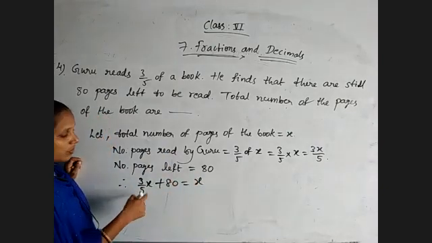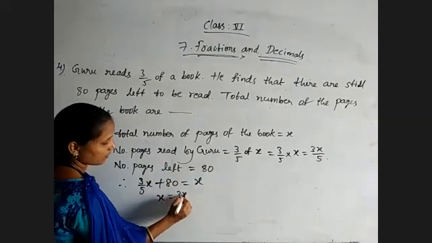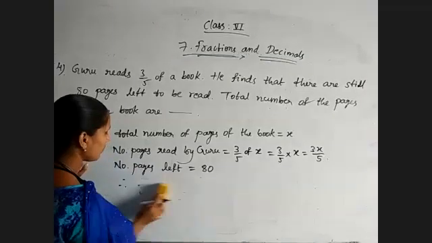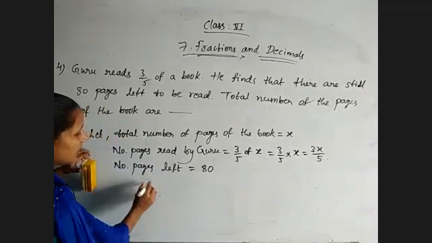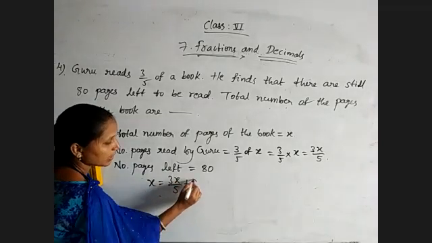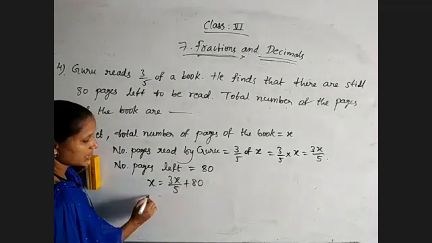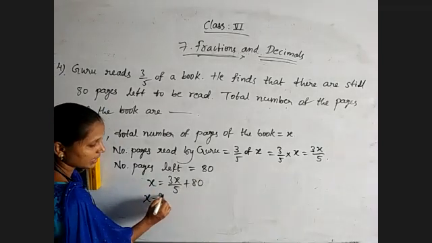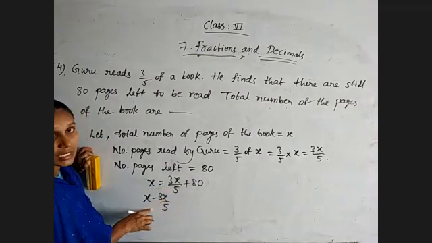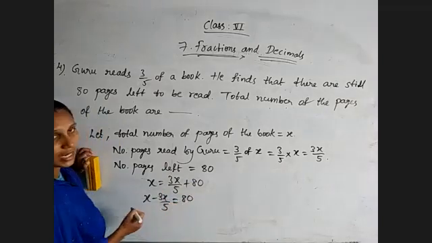That's all. So x is equal to 3x by 5 plus 80. So this one only I am writing first: the total number of pages is equal to the pages read by Guru plus the left pages. Now bring the x term to this side. What will we get? X minus 3x by 5, because it is plus 3x by 5, so I am bringing it to this side and it becomes minus, which is equal to 80, left at the RHS.